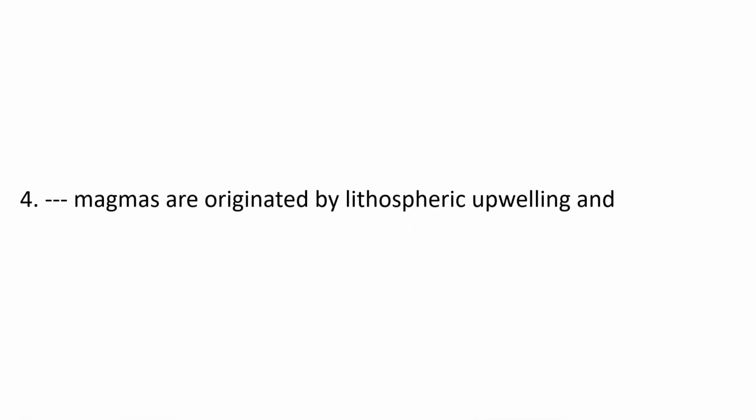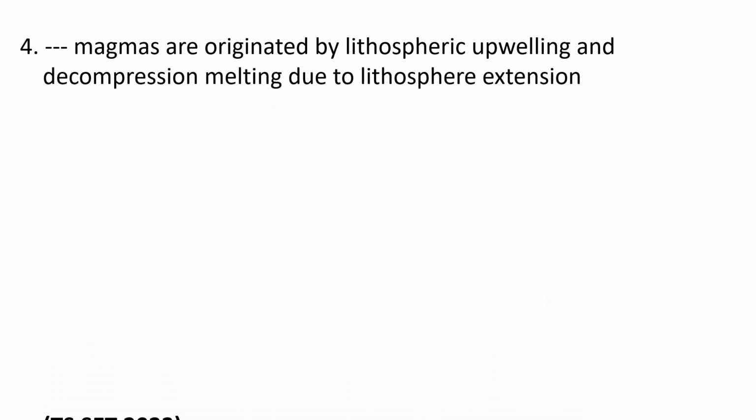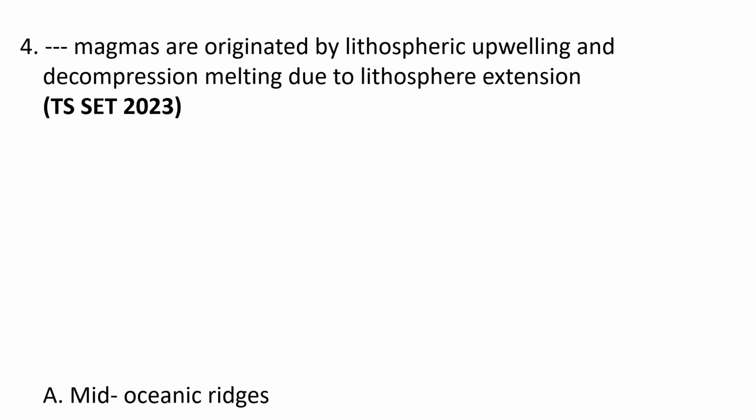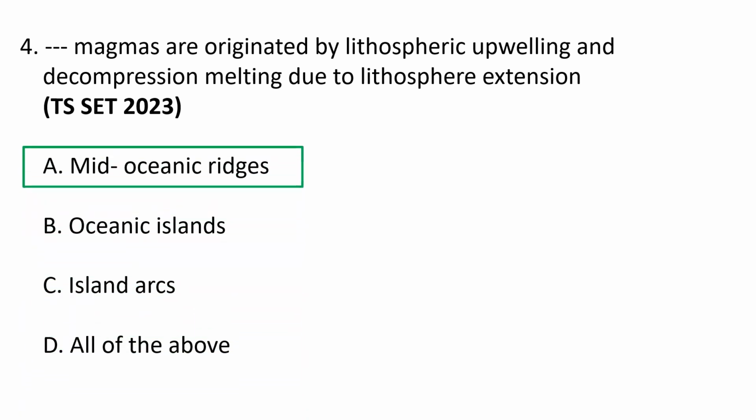Next question. Which type of magmas are originated by lithospheric upwelling and decompression melting due to lithosphere extension? A. Mid-oceanic ridges, B. Oceanic islands, C. Island arcs, D. All of the above. The correct answer is A, mid-oceanic ridges. The mid-oceanic ridge is the most extensive chain of mountains on Earth. It may stretch up to nearly 65,000 kilometers, with more than 90% of the mountain range lying underwater in the deep ocean. So A, mid-oceanic ridges, is the correct answer.